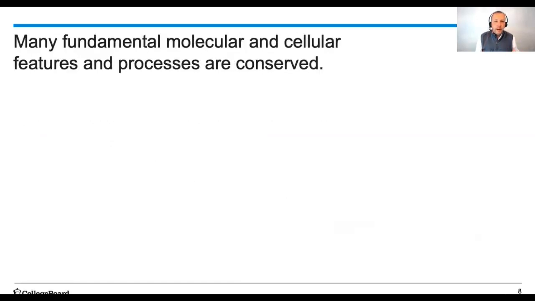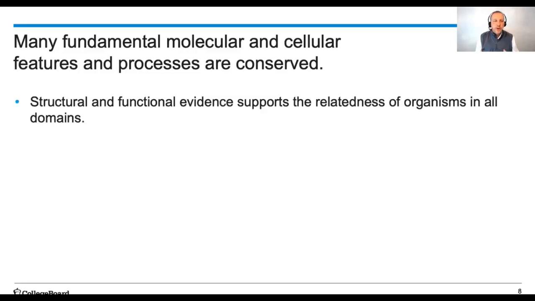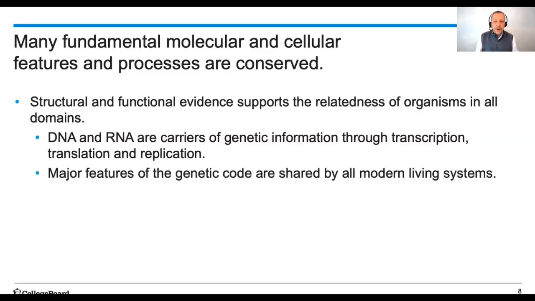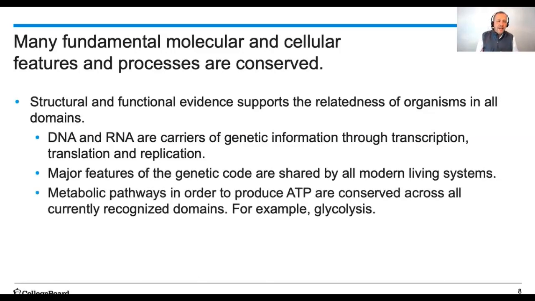Many fundamental molecular and cellular features and processes are conserved. Structural and functional evidence supports the relatedness of organisms in all domains. DNA and RNA are carriers of genetic information through transcription, translation, and replication. Major features of the genetic code are shared by all modern living systems. And finally, the metabolic pathways to produce ATP are conserved across all currently recognized domains. For example, glycolysis.